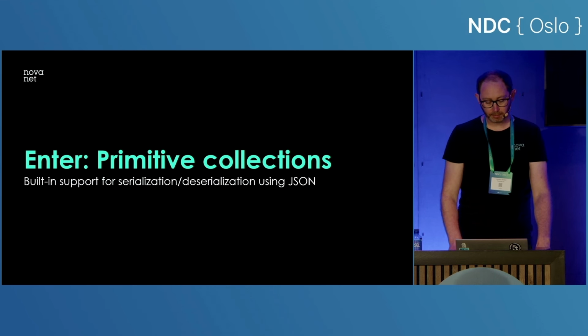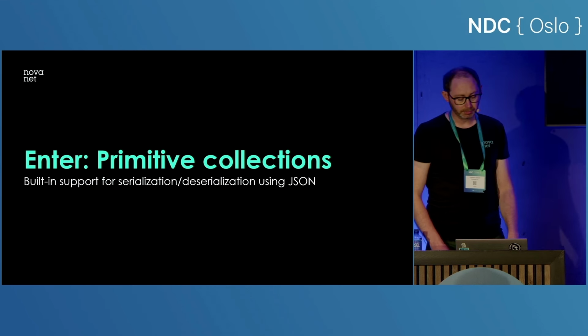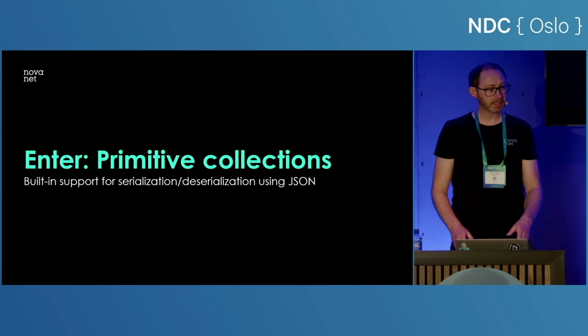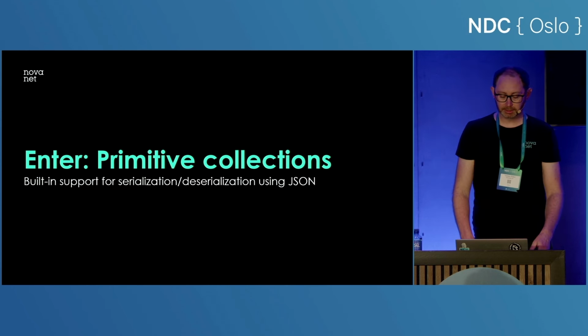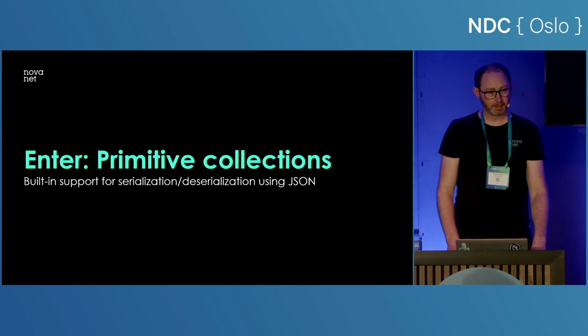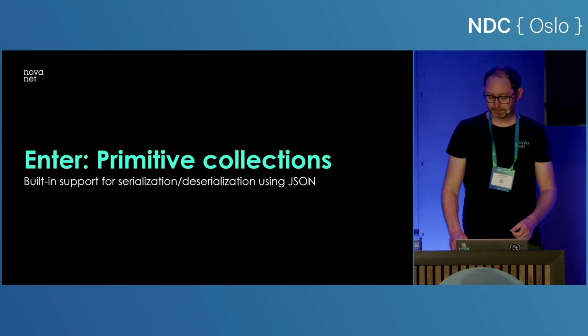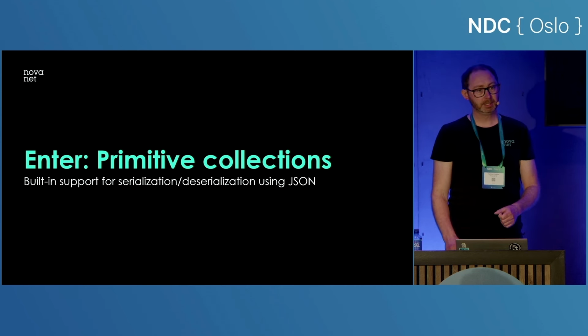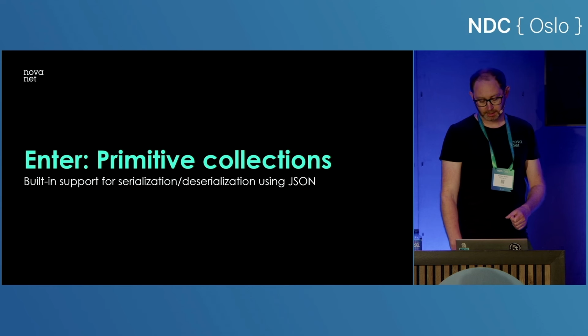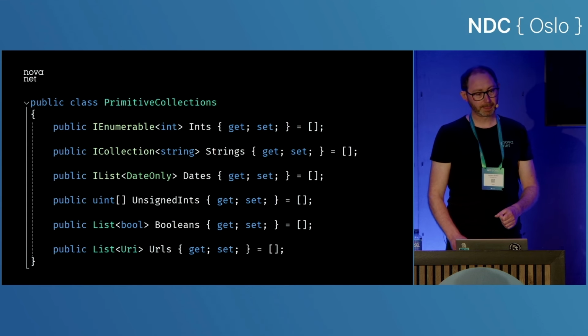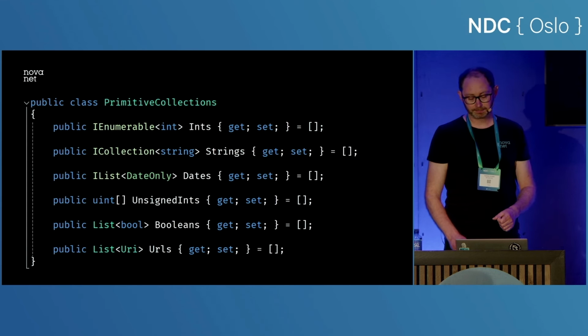And then in EF Core 8 came something called primitive collections. So primitive collections is out-of-the-box, built-in support for serializing using JSON. So what is a primitive type? A primitive type is a simple scalar value. So here's some examples of primitive collections.